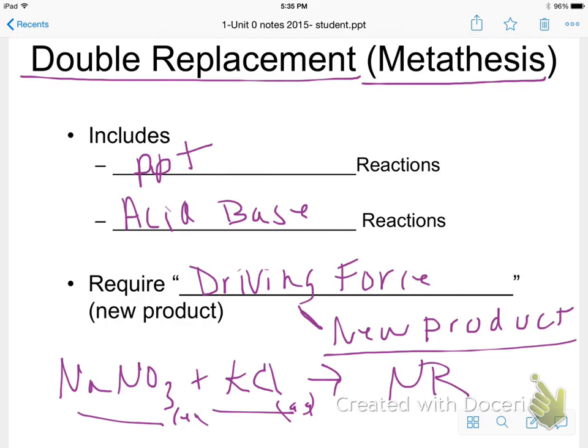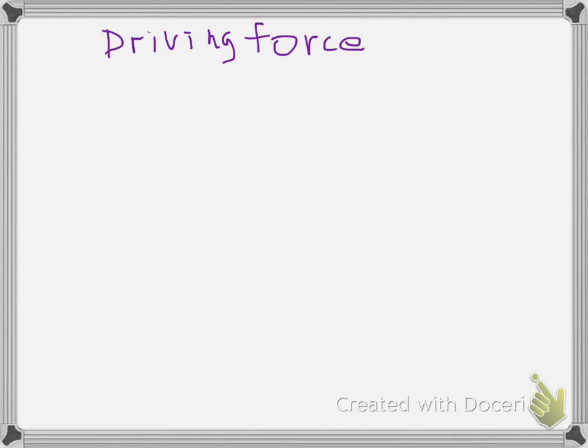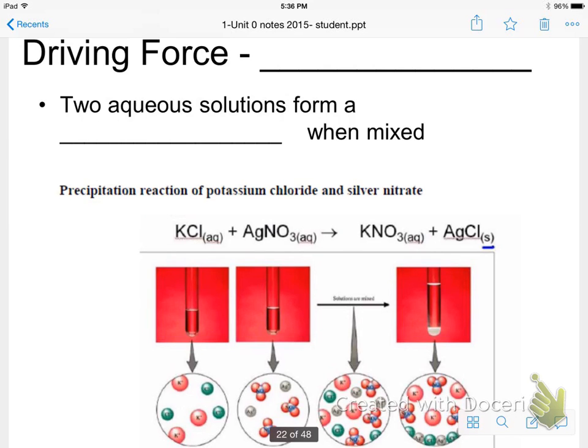Okay, so there are three different things that we look for, three different driving forces we look for in double replacement reactions to tell us that the reaction has occurred. So let's take them one at a time. So the first type of driving force is a precipitate. I'm just going to abbreviate it as PPT, a precipitate. So a precipitate is something that forms when two solutions are mixed.